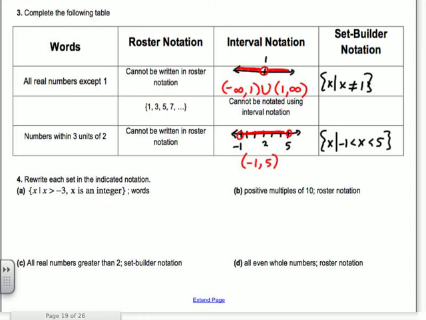All right, I have the numbers 1, 3, 5, 7, and so on. That's roster notation. You have a list. You can tell that list continues forever, but it is a list of numbers. What kinds of numbers are they? Odd. Does it include negative 1, negative 3, negative 5? No? You could say odd natural numbers, odd positive numbers, right? Odd whole numbers, anything like that. All right, so I would say all odd natural numbers.